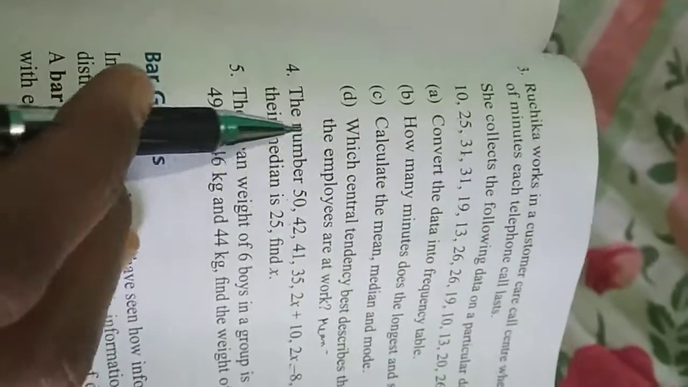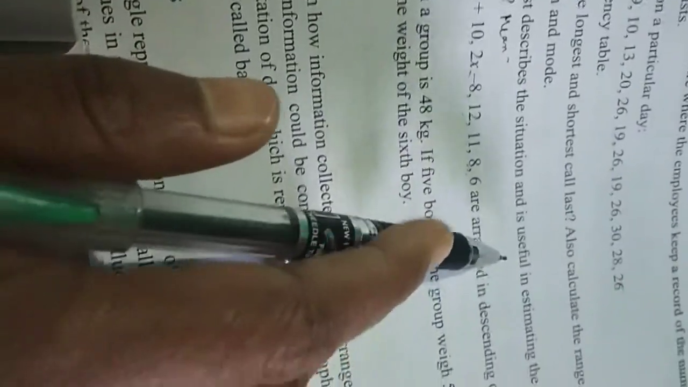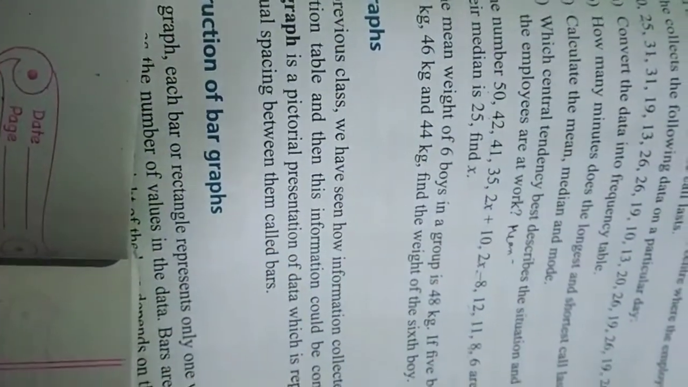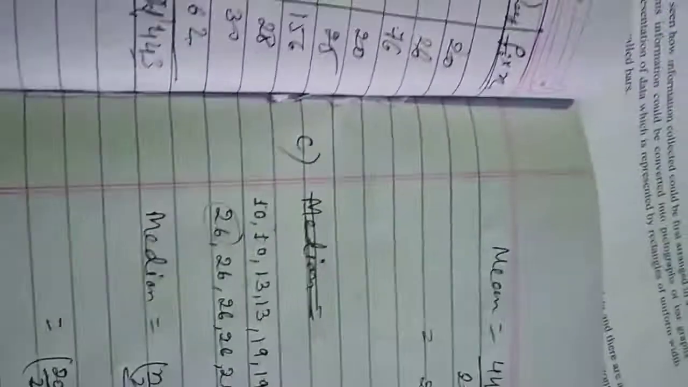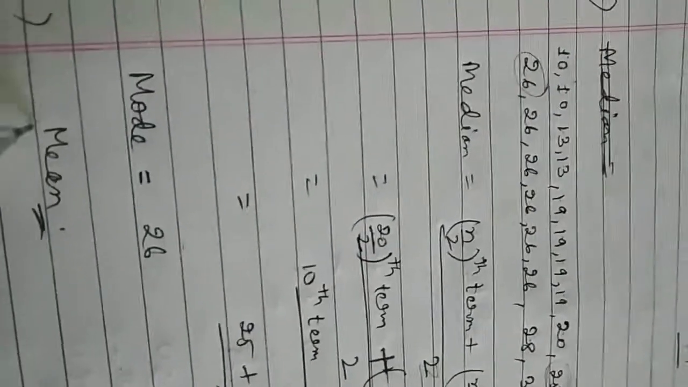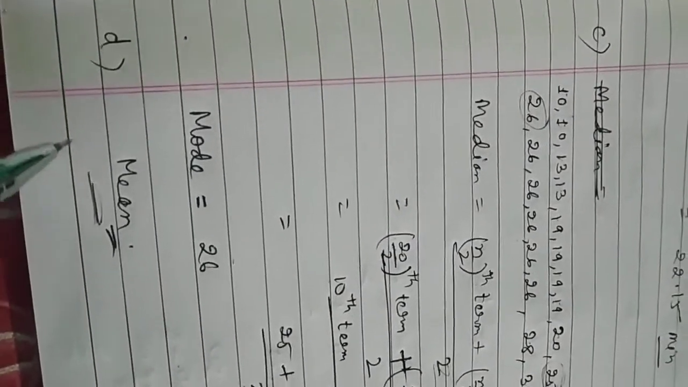Now question D. Which central tendency best describes the situation and is useful in estimating the total time the employees are at work? Which one: mean, median or mode? Which one describes best how much time each employee is working? Mean will describe it, because mean is the average, the average time of all this data. So mean describes best, so the answer will be only mean. Got it? I hope it is clear to you.